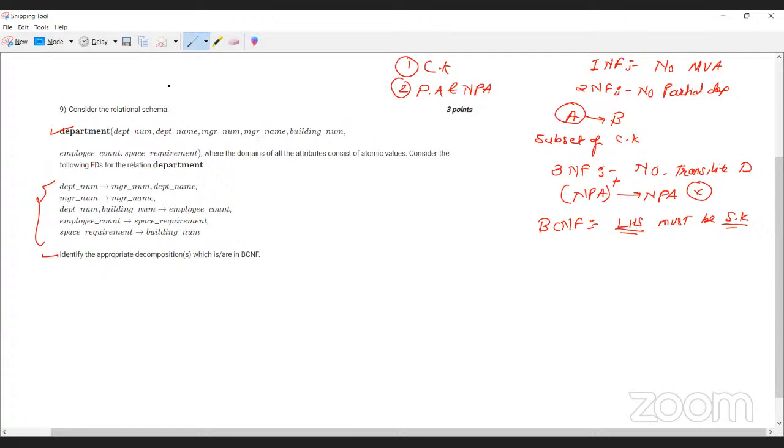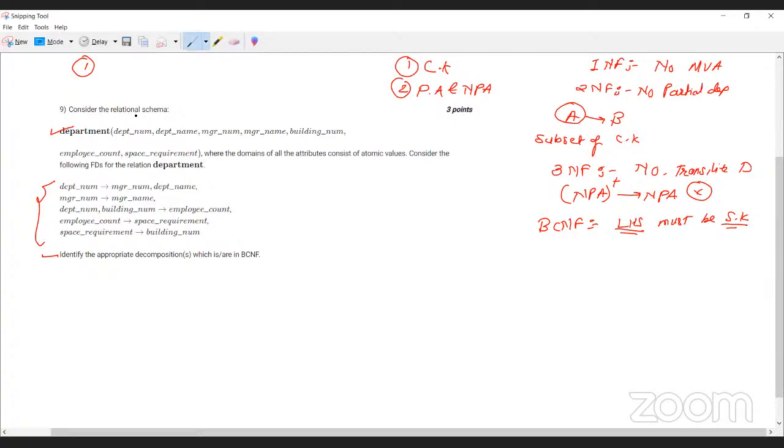So how to find the candidate key? First, a simple trick is that we have to find out those attributes which are not present on the right hand side of any functional dependency. So manager number is present. Yes. Okay, so it is confusing.